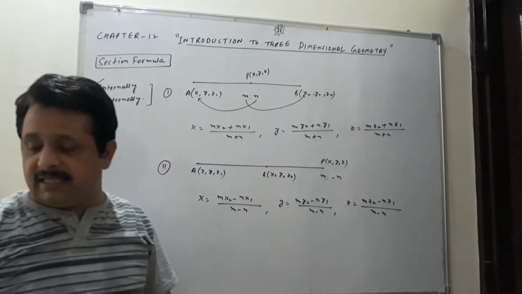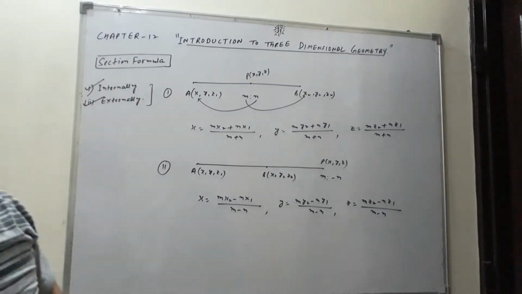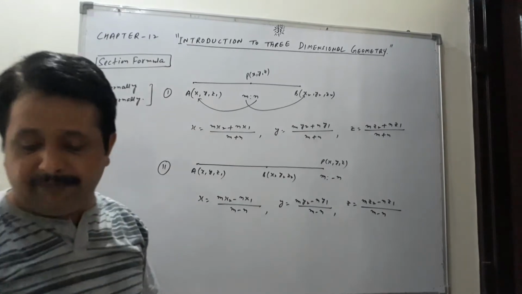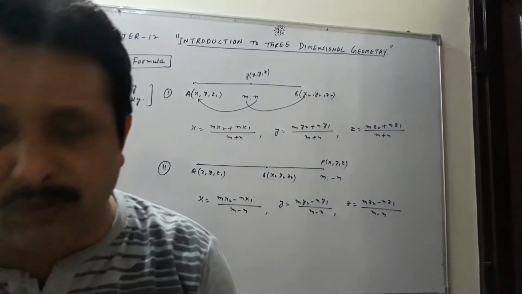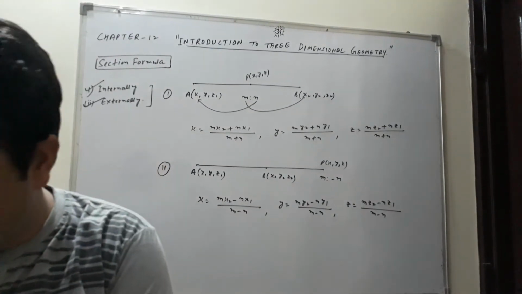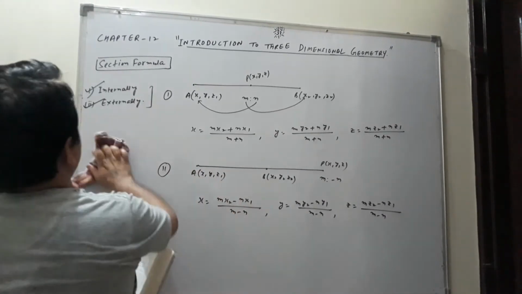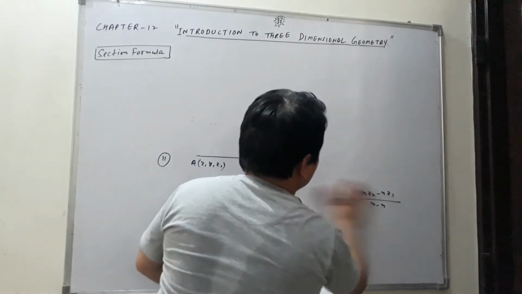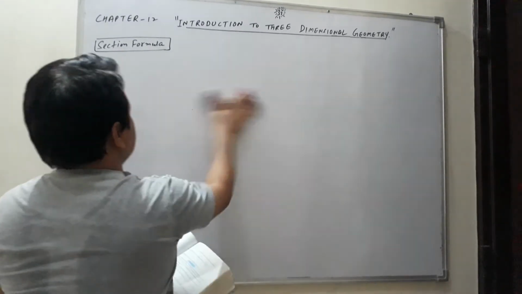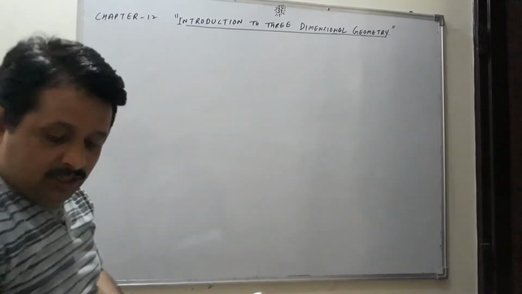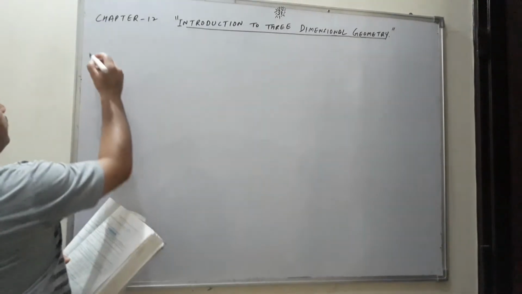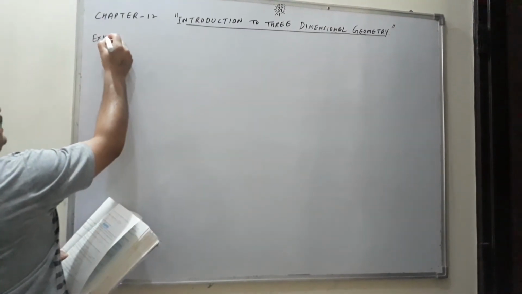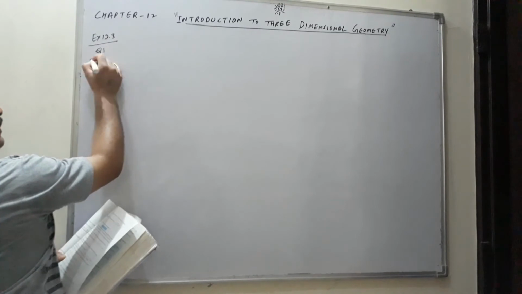In this exercise, that is 12.3, we are making use of that formula. So keep this formula in your mind while you do the exercise questions. So let us come, students. Today I am going to tell you how to do the questions of exercise 12.3. Here is exercise 12.3, question number 1.